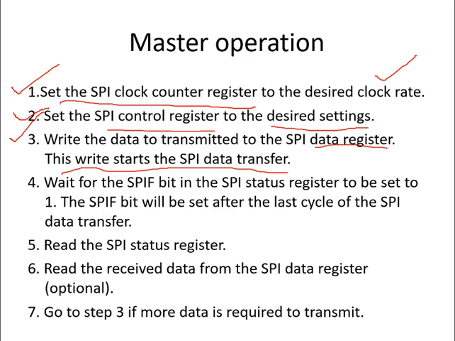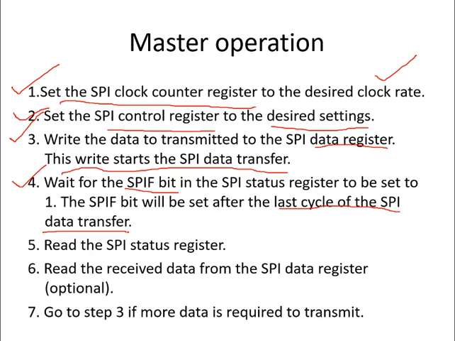Okay, then the fourth step is to wait for the SPIF bit. What is SPIF? It's the interrupt flag bit. This is set when the data transfer is completed. So how is it set? Wait for the SPIF bit in the SPI status register to be set to 1. The SPIF bit will be set after the last cycle of the SPI data transfer is completed. So whenever the last cycle of the data transfer of the SPI is completed, the SPIF bit will be set to 1.